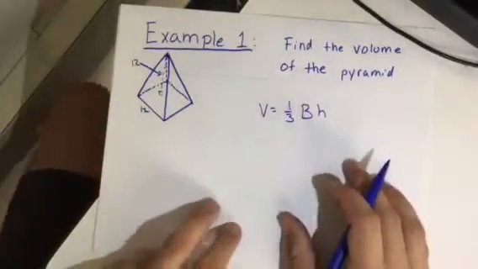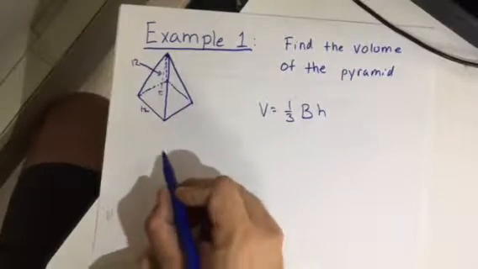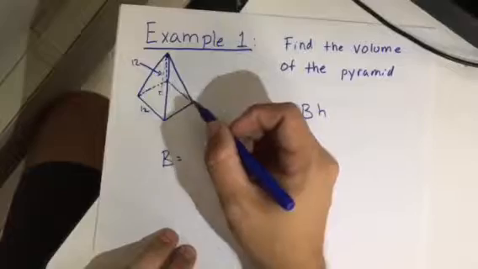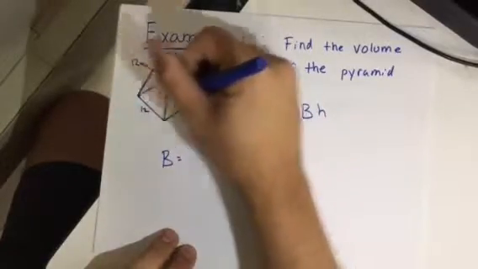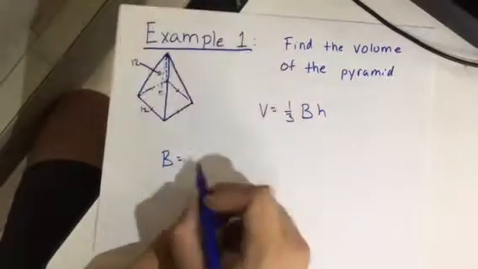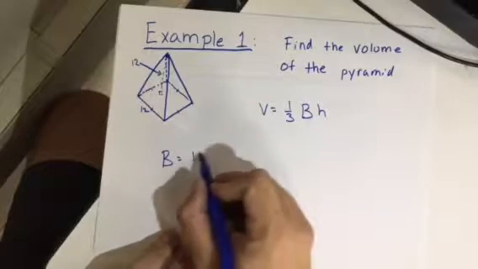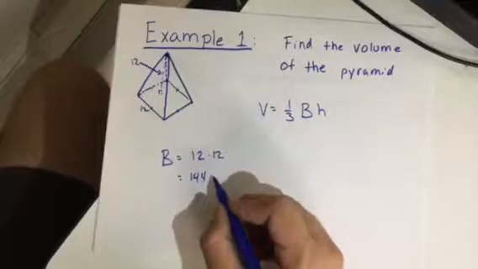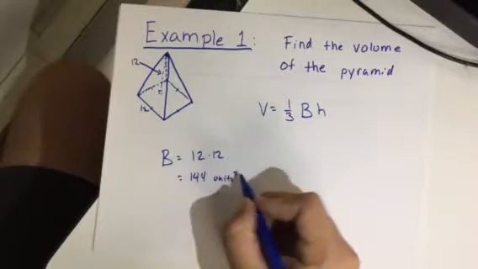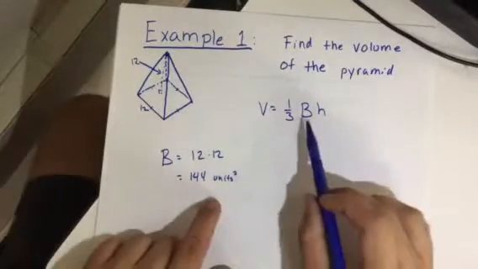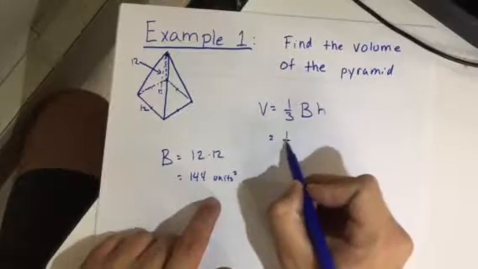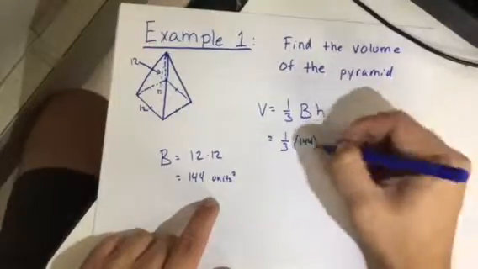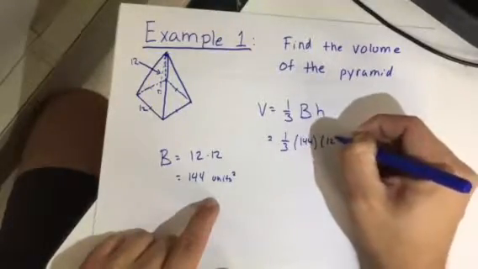Let's find our base. This is a regular pyramid, so it'd just be 12 times 12, which would be 144 units squared, because we're talking about area here. This is the base area. So as we plug it in, we have 144 times our height, which is 12.